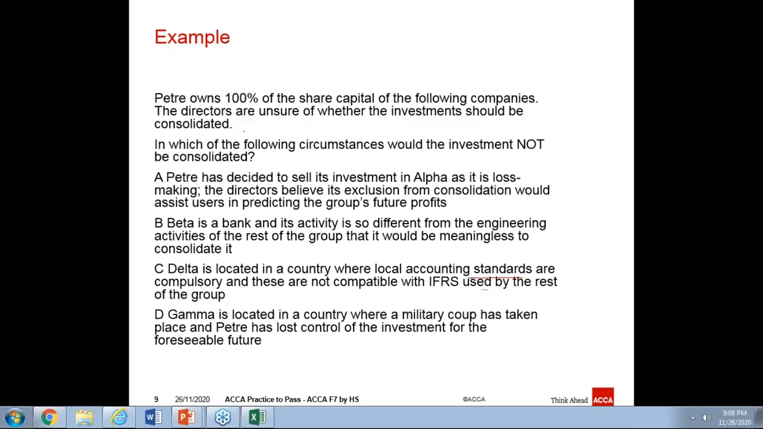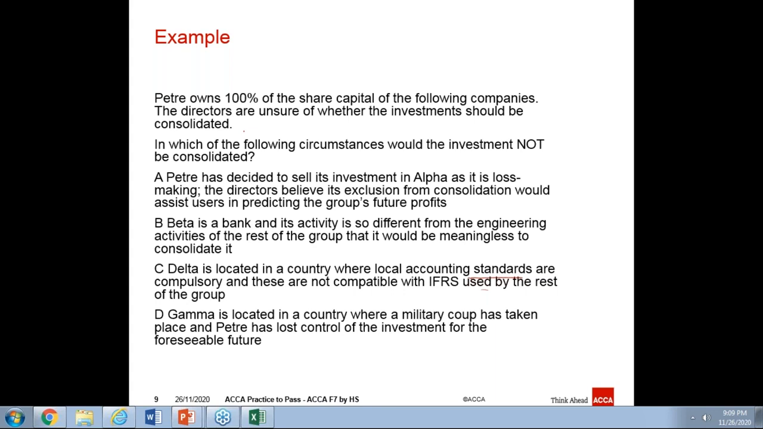Second, Beta is a bank, and its activities are so different from the engineering activities of the rest of the group. So if the parent and the subsidiaries are involved in different sectors and different businesses, you still have to do the consolidation. So there is no consolidation exemption on this basis. Delta is located in a country where the local accounting standards are compulsory and are not compatible with the IFRS. If you are working in different countries, having different accounting rules and IFRSs, you have to do the consolidation after doing the adjustments.